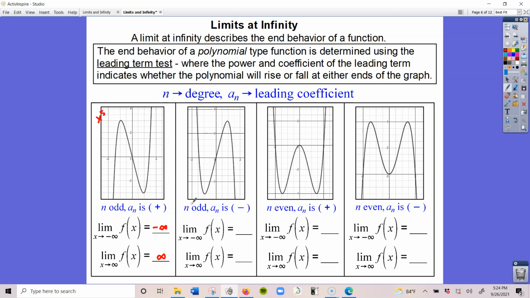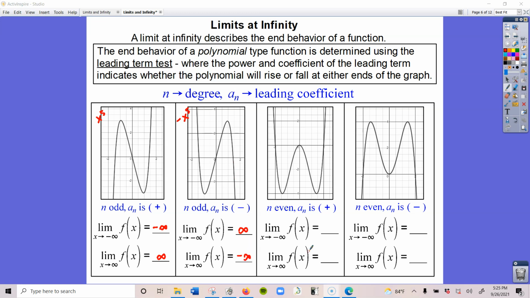Now, if your degree is still an odd number, but your leading coefficient is negative, then let's say this is negative x to the 5th. You see how we have that negative? That's going to tell me the right side of the graph, so you can see the right side is going down. And since the exponent is odd, that means that the left side is going up, because it's always got to be the opposite. So the limit as x approaches negative infinity, the left side is going up, and the limit as x approaches positive infinity, the right side is going down.